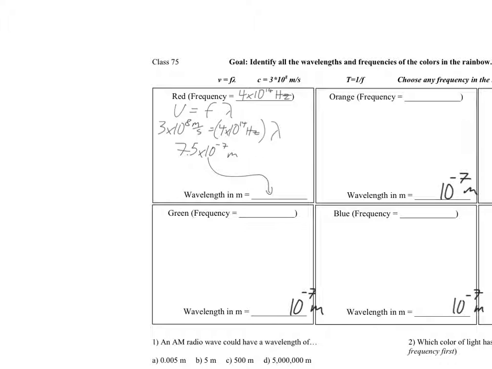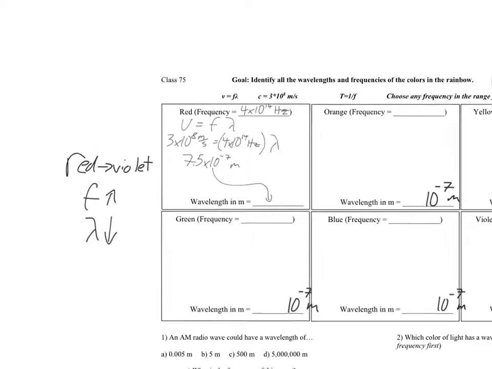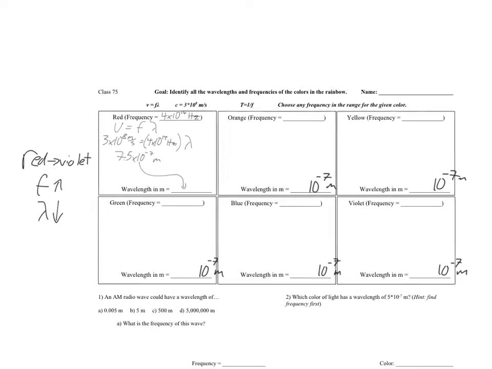As we go from red to violet, you should have noticed that your frequencies went up, but your wavelengths gradually went down. So 7.5 times 10 to the negative 7 meters should be your greatest wavelength. When you get all the way to violet, it should be like 4 point something or so. And all of your frequencies should go up. Red has the lowest frequency, violet would have the highest frequency.